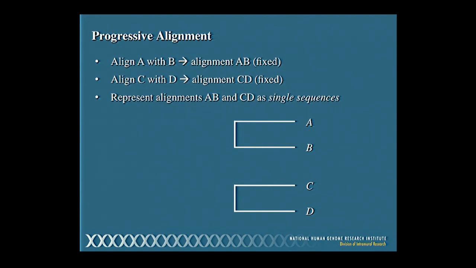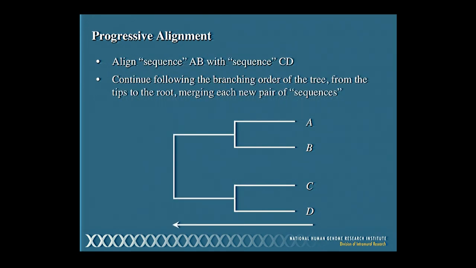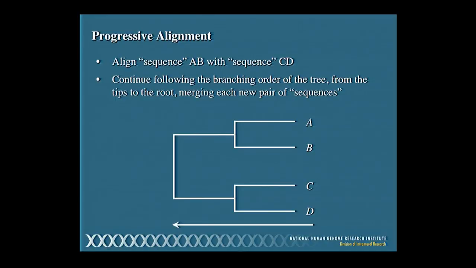Okay. Once we do that, we're going to use this alignment, fix it, take this alignment, fix it, and now represent A, B, and C, D as single sequences. So we've basically gone from four to two. Okay. We're going to then take those new, in quotation marks, single sequences, align those, and keep doing that as many times as we have to to keep adding the remaining members of the set. So here we only had four, we're already done, but you get the idea that you're starting at the tips, merging each new pair of sequences as you go towards the root of this tree.